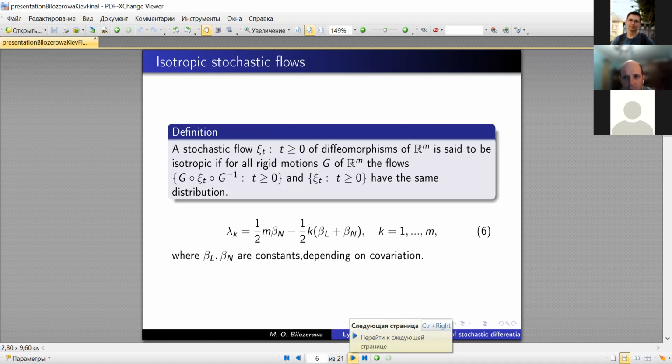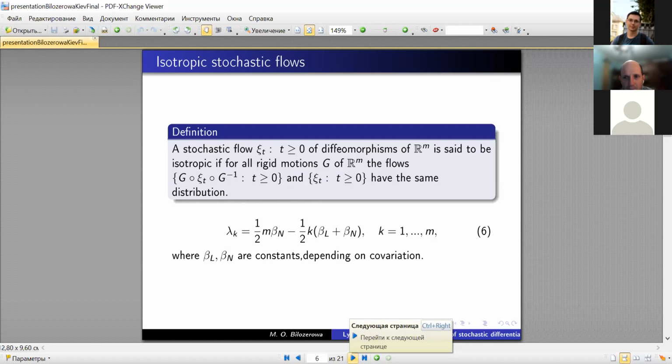For the case of isotropic stochastic flows, Lyapunov exponents can be calculated exactly. A stochastic flow psi t of diffeomorphisms of R^m is said to be isotropic if for all rigid motions g of R^m, the flows g psi t g^-1 and psi t have the same distribution. For an isotropic stochastic flow on R^m and a fixed x from R^m, the derivative d psi t may be written as a product of independent, identically distributed random matrices.